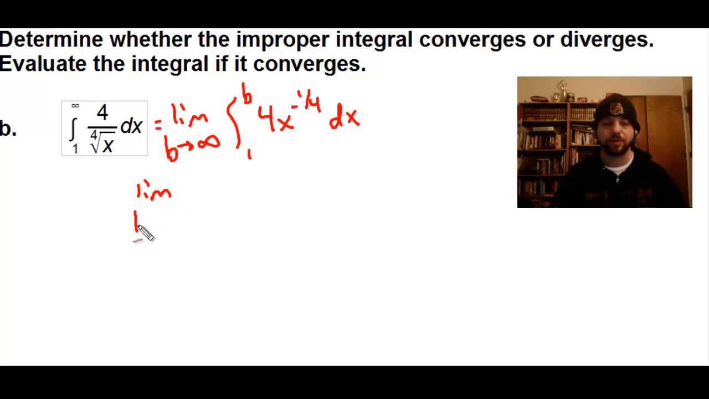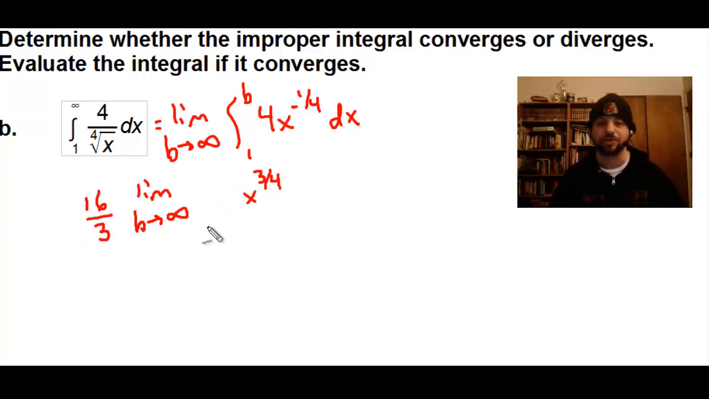So we're going to end up with the limit as b approaches infinity. This 4 I'm going to move out front here. When I do integrate this, the constant is going to become 16/3, simply because this fraction right here is going to turn into x to the 3/4 times 4/3. So there's the 4 and the 4/3 over there. And again, I'm going to evaluate this from 1 to b.